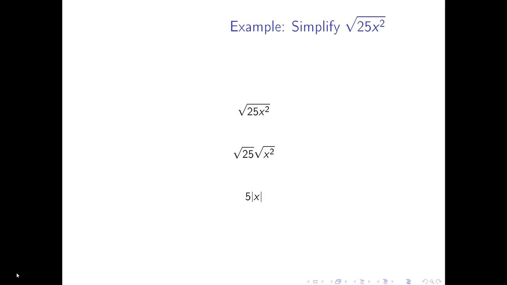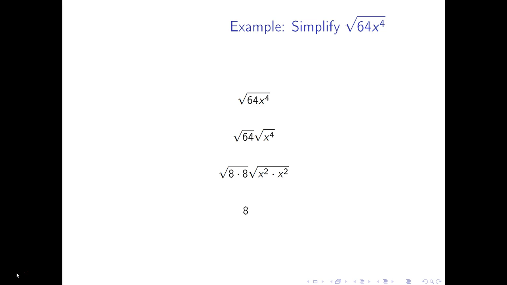So let's try this one. I want you to take a moment and see if you can find the square root of that. Go ahead. Well, hopefully, as you looked at this, you realized that the square root of 64 is 8, because it's 8 times 8. The square root of x to the fourth is x squared times x squared, so it's going to give me the absolute value of x squared. Whenever I take the square root, it's got to give me the absolute value.